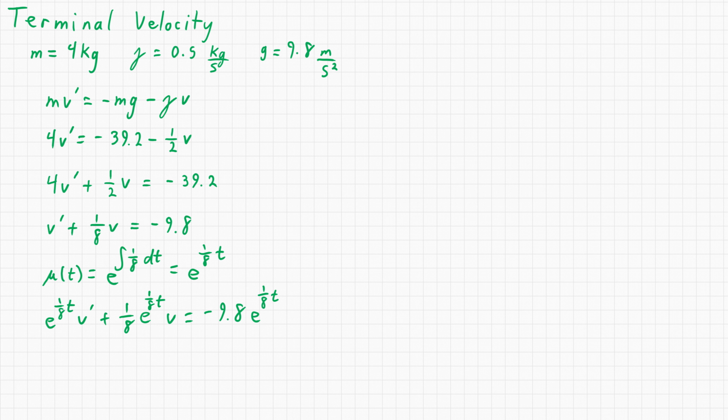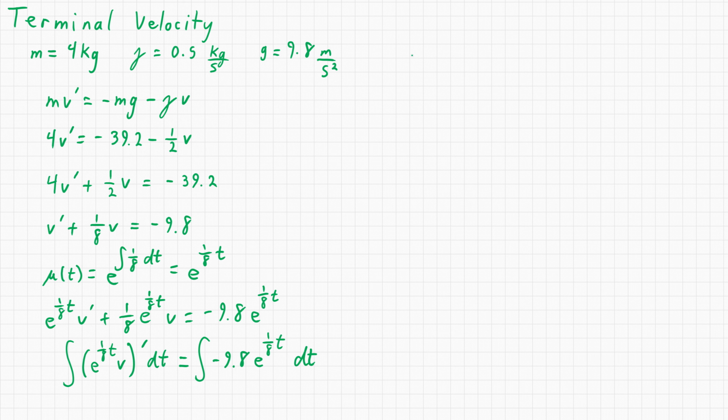All right, then we can collapse the left-hand side in reverse product rule. So we'll get e to the 1/8 t times v, the whole thing prime, left a space there for the dt, equals the integral of negative 9.8 times e to the 1/8 t. And now we're going to integrate both sides with respect to t. So write integral dt, integral dt. All right, so the left-hand side, that one's easy. The integral and the derivative cancel.